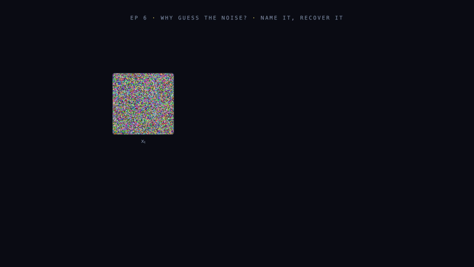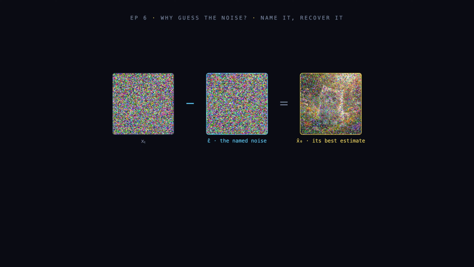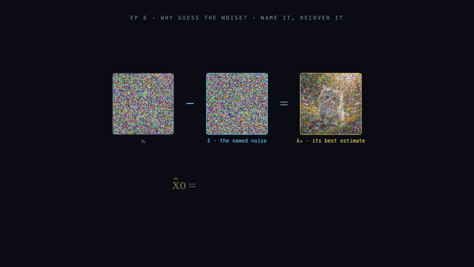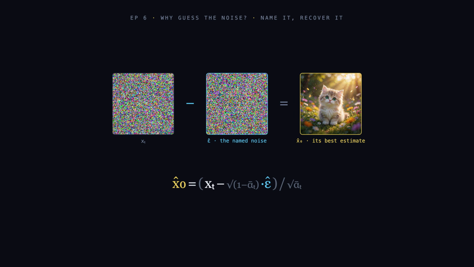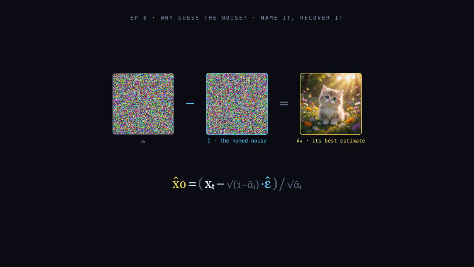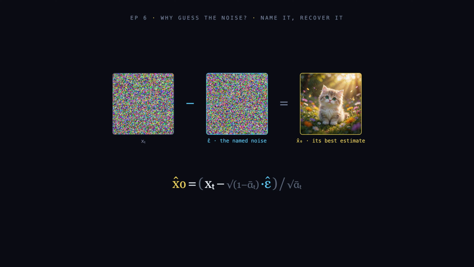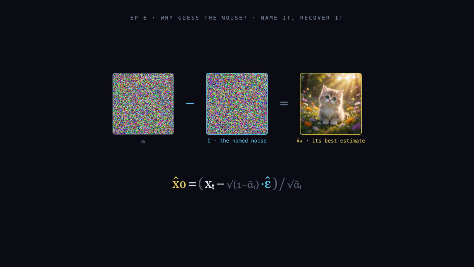If the model can estimate the noise inside xt, we can subtract that estimated noise and undo the scaling. This gives us an estimate of x0. It will not be perfect, especially when xt contains a lot of noise, but it gives the reverse process a useful direction for the next step.